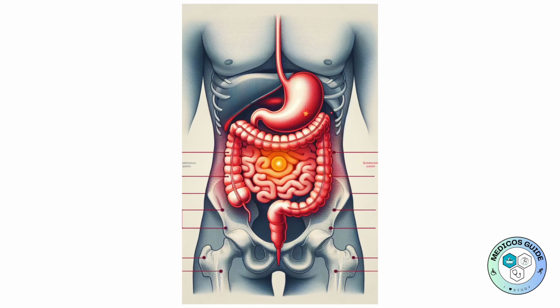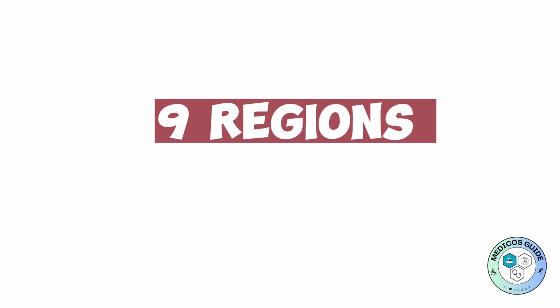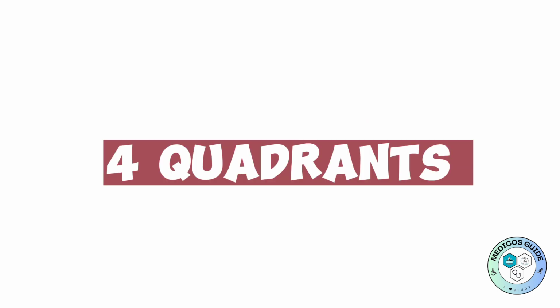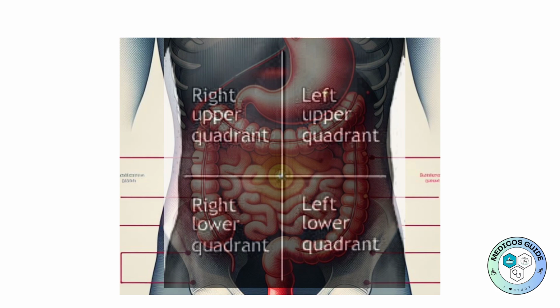The abdomen can be divided in two main ways, into 4 quadrants or 9 regions. But what's the difference? Why does it matter? Let's find out. First up, we have the 4 abdominal quadrants. Picture your belly button as ground zero. Now imagine drawing a horizontal line through it and another vertical line right down the middle. Whoa, you have got 4 quadrants: right upper, right lower, left upper and left lower.